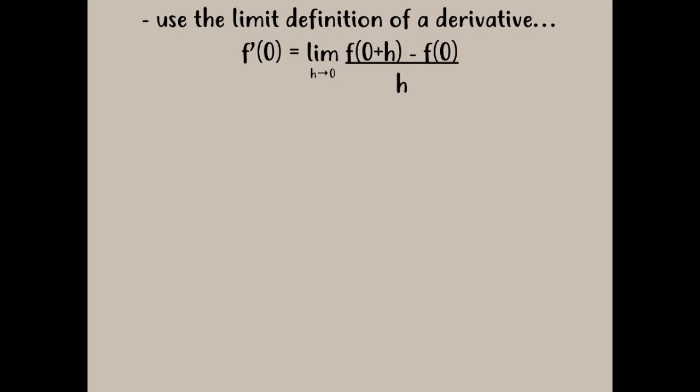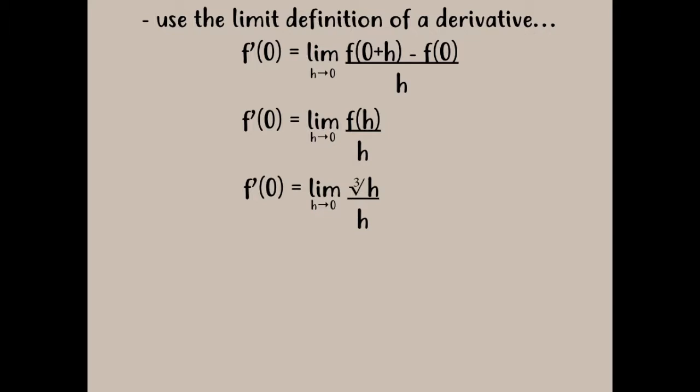This will then simplify to the limit as h approaches 0 of f of h over h, since when you plug in f of 0, you get 0, so that cancels out. And when you plug h into the function, the equation simplifies to the limit as h approaches 0 of the cube root of h all over h, which simplifies to 1 over the cube root of h squared, according to the exponent rules, which subtract exponents of the same base when dividing.